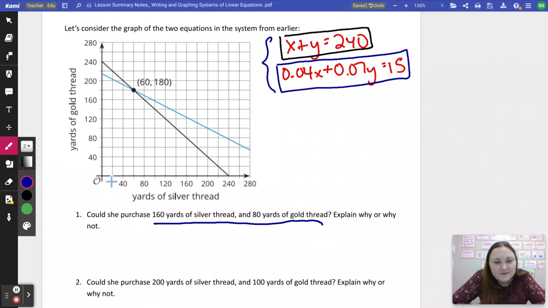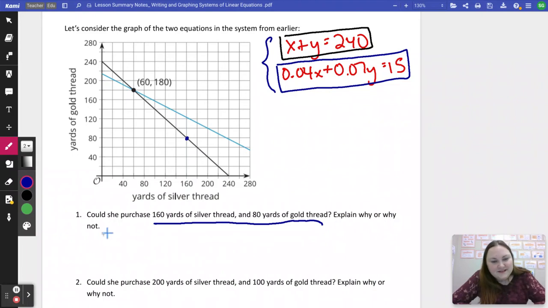Well, 160 yards of silver thread. I'm going to go to 160 on my silver thread, or my x-axis, and then up to that 80 yards of gold thread. We notice it's at this point right here. It's a point on my black line. What does that mean? That goes back to some of the work we did in our last unit. Well, if that point is on the black line, it means it's a solution for this equation represented by that black line, which came from that idea that she needs a total of 240 yards.